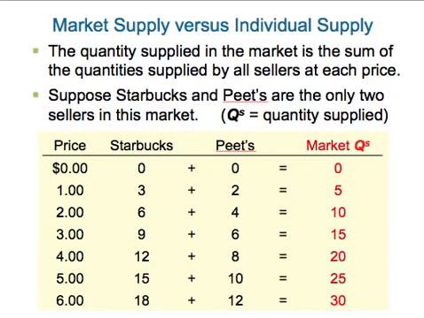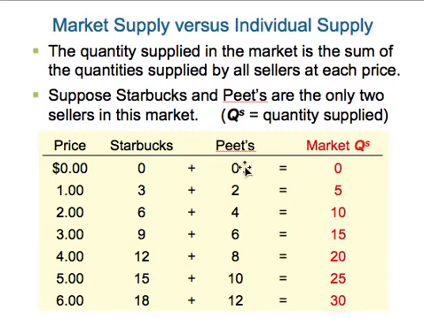All right, so now looking at market supply versus individual supply, just like we did with demand, the quantity supplied in the market is the sum of the quantity supplied by all the sellers at each price, just like it was from all the buyers at each price for demand. Suppose Starbucks and Peet's are the only 2 sellers in this market. Again, that's an oversimplification, a clear violation of perfect competition, saying there's only 2 sellers. However, it's much easier for you to learn how the market supply curve relates to individual sellers in the 2-seller case instead of trying to illustrate it, say, with 100 sellers.